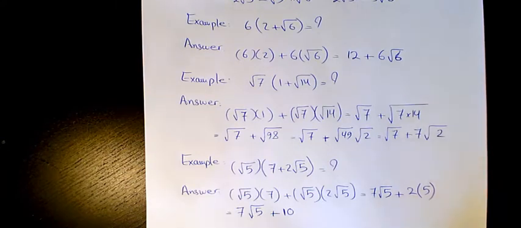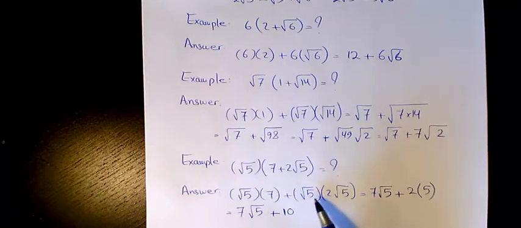which is 10. So one more time, 7 times root 5. Here is going to be root 5 times 2 root 5. We just write 2 here, and we already learned that root 5 times root 5 is going to be 5. So 2 times 5 is going to be 10.